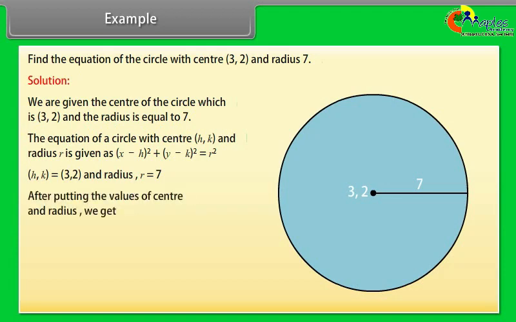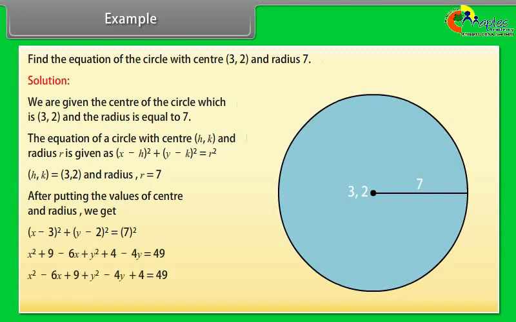After putting the values of the center and radius, we get x minus 3 whole square plus y minus 2 whole square is equal to 7 square. By calculating it, we get x square plus y square minus 6x minus 4y is equal to 36.